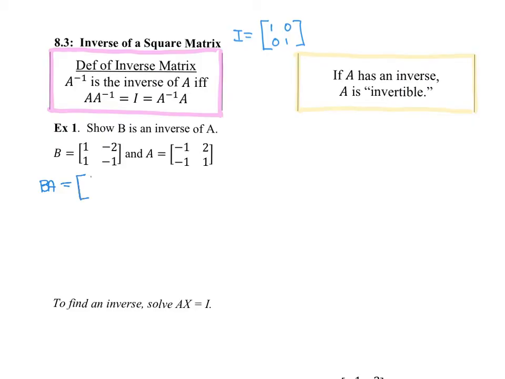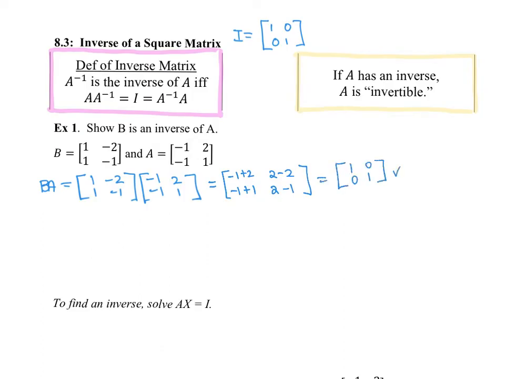Okay, so B times A. Again, recall matrix multiplication, row by column. So no, I don't want to write on this, but the first row times the first column should give me that one step. -1 plus 2. If I do row 2, column 1, I get -1 plus 1. Let's see, row 1, column 2: 2 minus 2. Row 2, column 2: 2 minus 1. This simplifies to the identity matrix, which is a good sign.